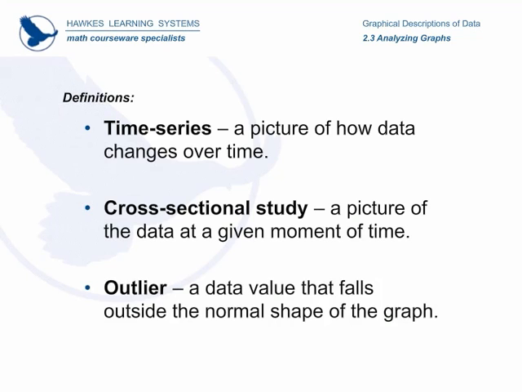Next, we have outliers, and that's a data value that falls outside of the normal shape of the graph. That's a data point that falls far outside of the rest of the data. Thus, it's called an outlier.